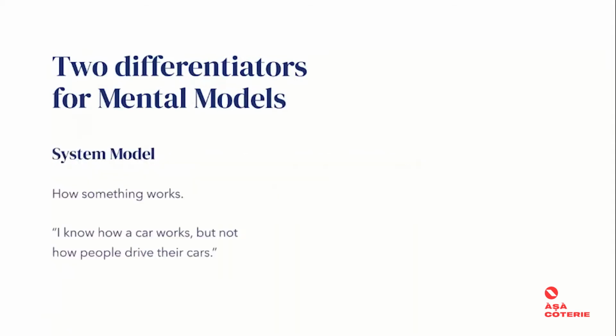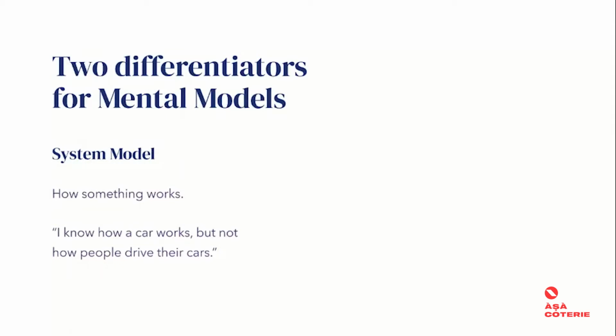So mental models are divided into two. There's the system model, which is how something works. I put a quotation beside it so you understand it better: I know how a car works, but not how people drive the car. At least I know how it works. This is usually aligned with what engineers do most of the time. Engineers have good system models. They know about the API calls, I'm sending a request to a server, I'm getting a response. Things like that.